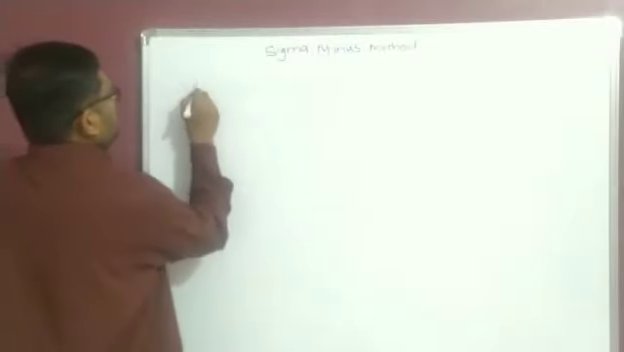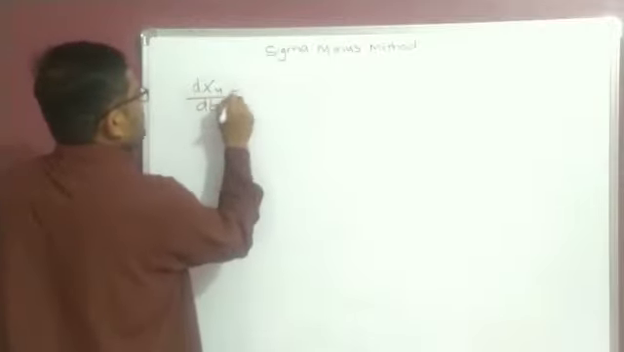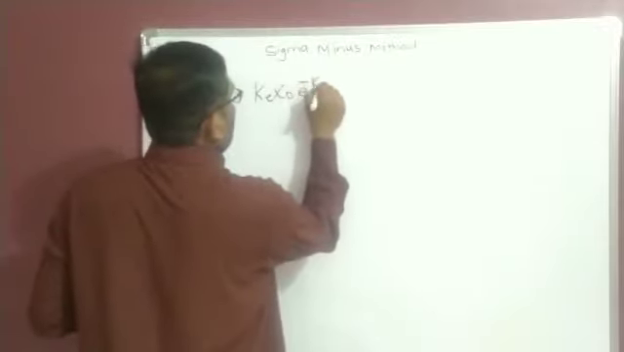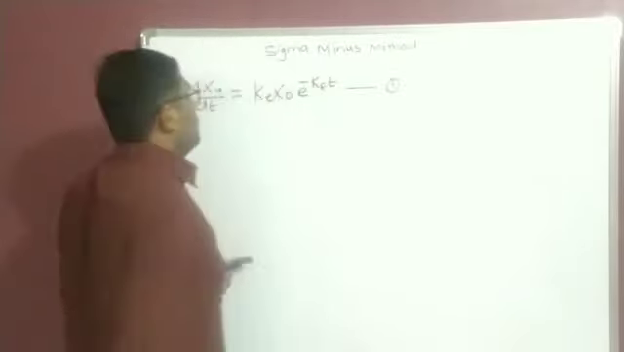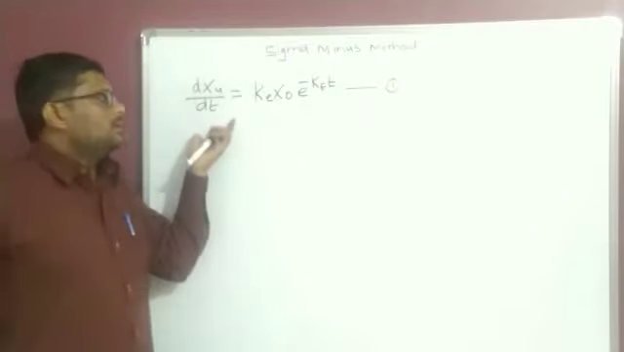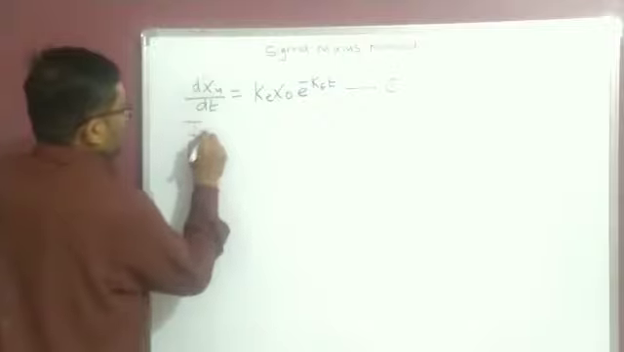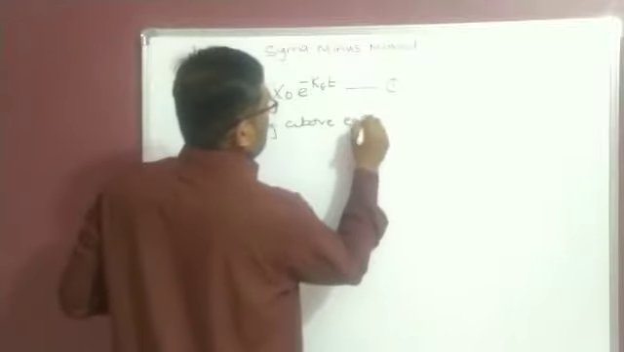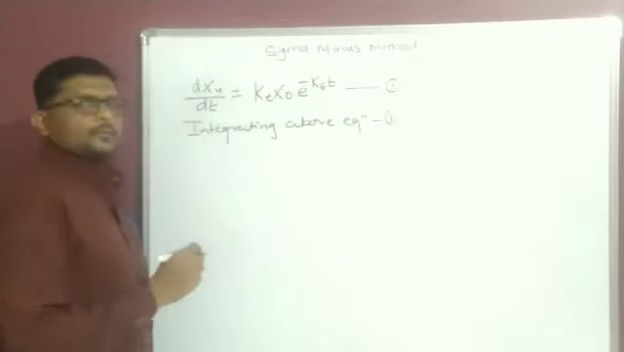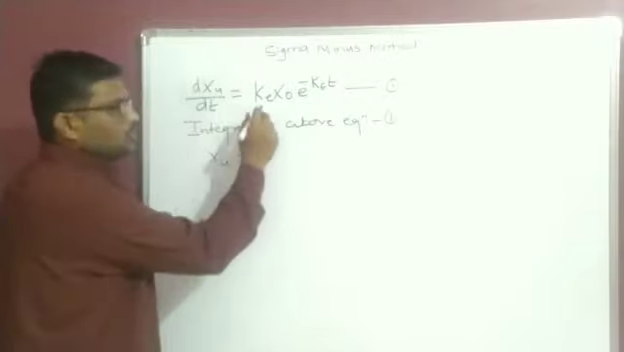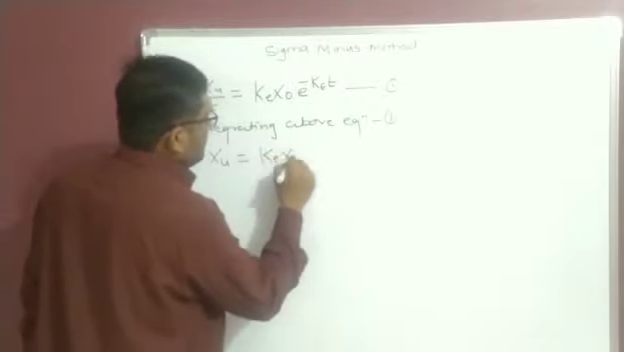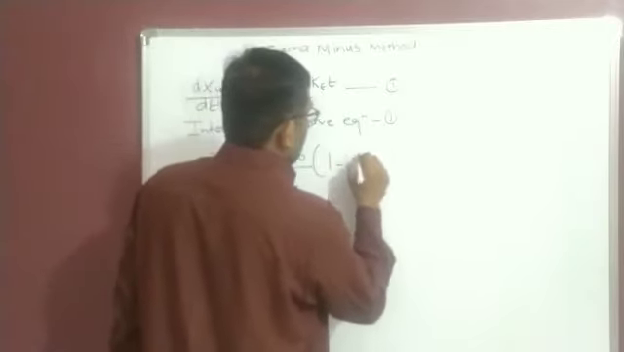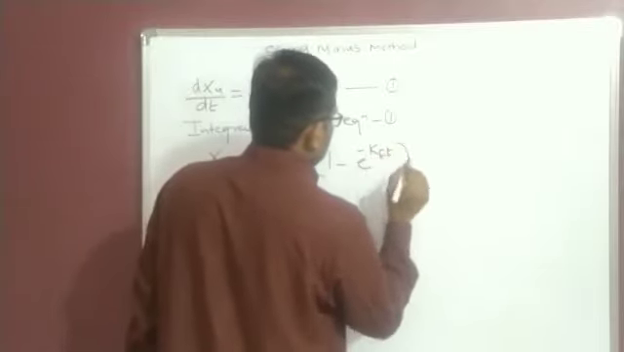So write the equation dXu/dt is equal to ke X0 e raised to power minus ke t. Consider it as equation 1. Now, by integrating the above equation 1, you will get Xu is equal to ke X0 divided by ke, in bracket 1 minus e raised to power minus ke t.